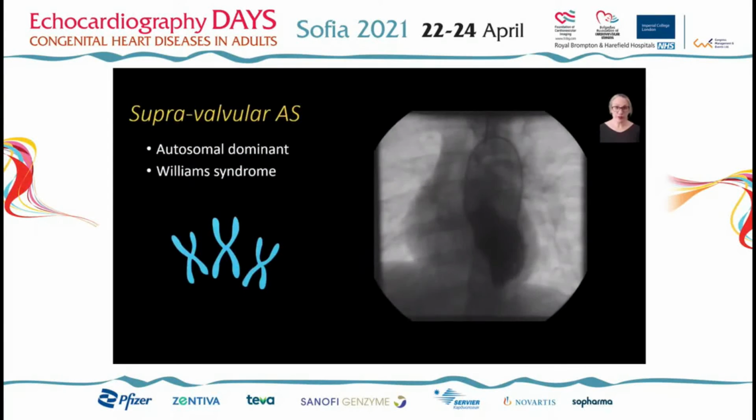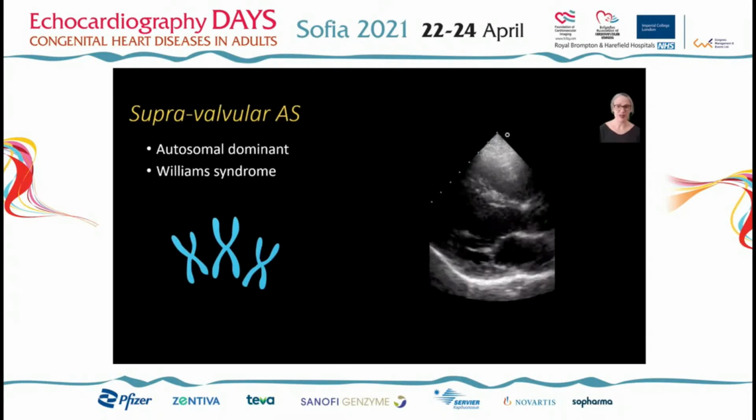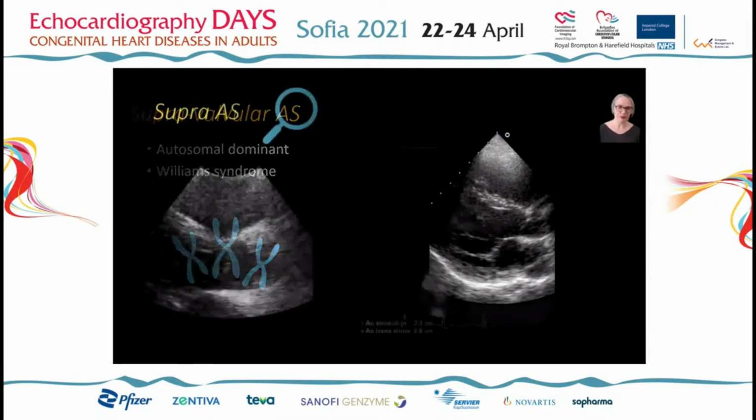So moving on to supravalvular aortic stenosis now, this is an autosomal dominant condition. We usually see it with Williams syndrome, and we see a really nice angiogram here where the supravalvular aortic stenosis is quite striking. Unfortunately, on echo, it doesn't always appear so striking, and it can be really easy to miss. So this patient has supravalvular aortic stenosis, and you might just notice that at the level of the sinotubular junction, it just narrows down a little bit, and sometimes on the 2D findings, it can be very, very subtle.